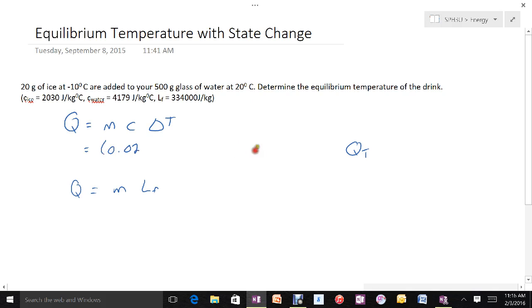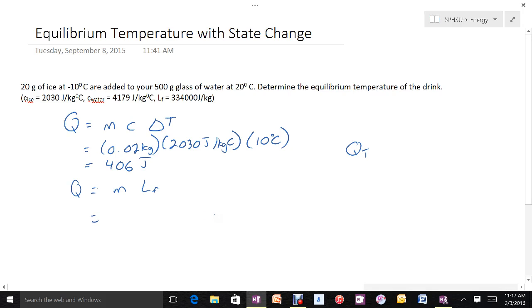Have to convert my mass to kilograms. Specific heat of ice is given there. Careful, it's not the exact same as water. And a temperature change from minus 10 to 0 is a temperature change of 10 degrees. So that works out to, I think, 406, but let's just check. Yep, 406 joules.